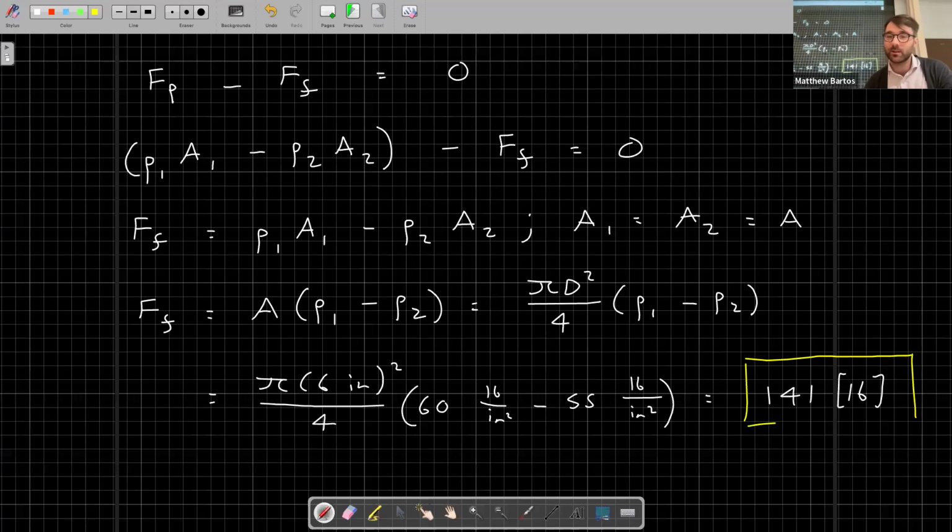Okay, so there'll be a similar problem on your homework. For that problem, you'll also need to account for the gravitational force, but the overall setup of the problem will be roughly the same. Okay, so that's how we can compute the total frictional force in pounds.